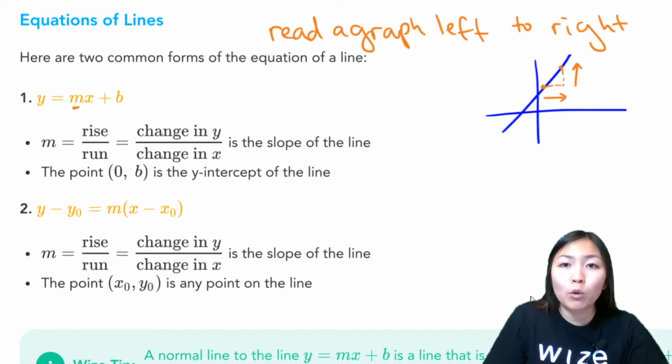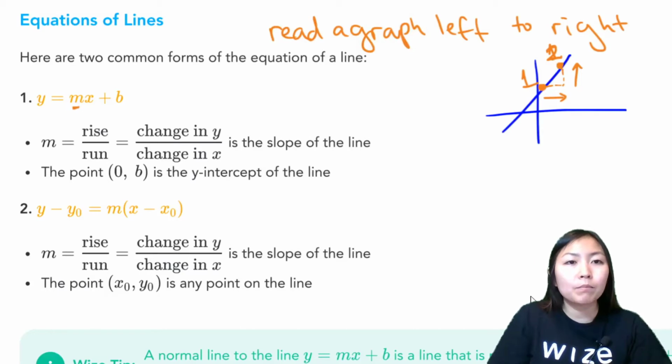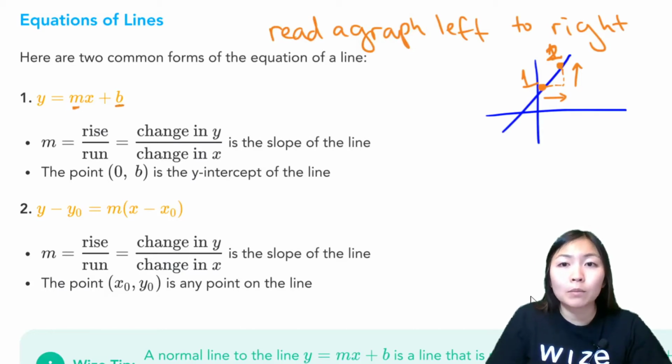I don't care what math class you're taking, read the graph left to right. For example, if I'm going from this point 1 to this point 2, am I going up or am I going down? Well, I'm reading left to right, so I'm going up. We're not going down, we're going up. And the point b corresponds to my y-intercept. Wherever it crosses the y-axis, that's the point (0, b).